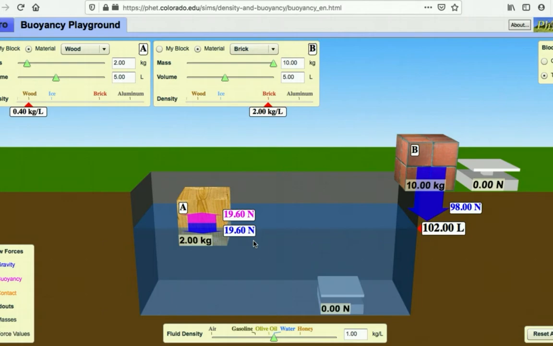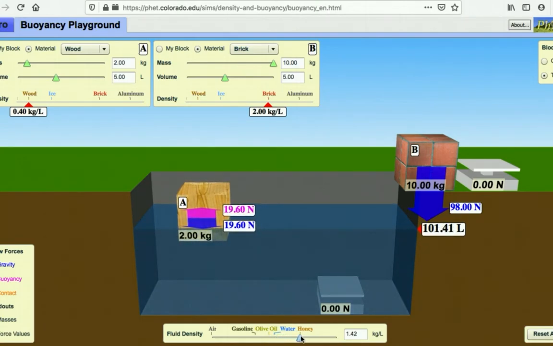All right, so now let's notice what happens when I change the substance to something that is more dense. So I'm going to make this honey, and the block is still floating.